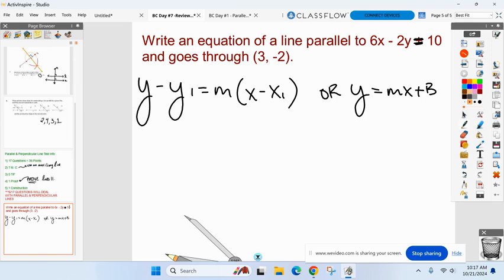I know it goes through (3, -2). So y plus 2, everyone's all right with how I got that part. I really want to get to the slope part. And then x minus 3. So everyone's good so far.